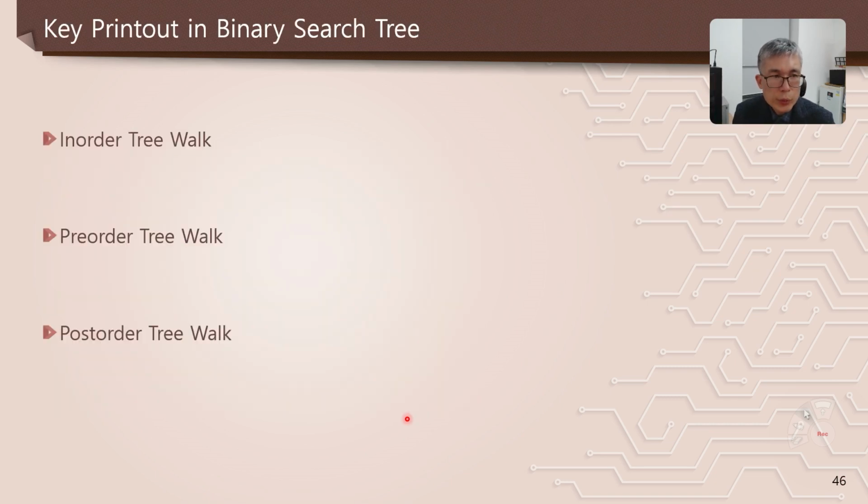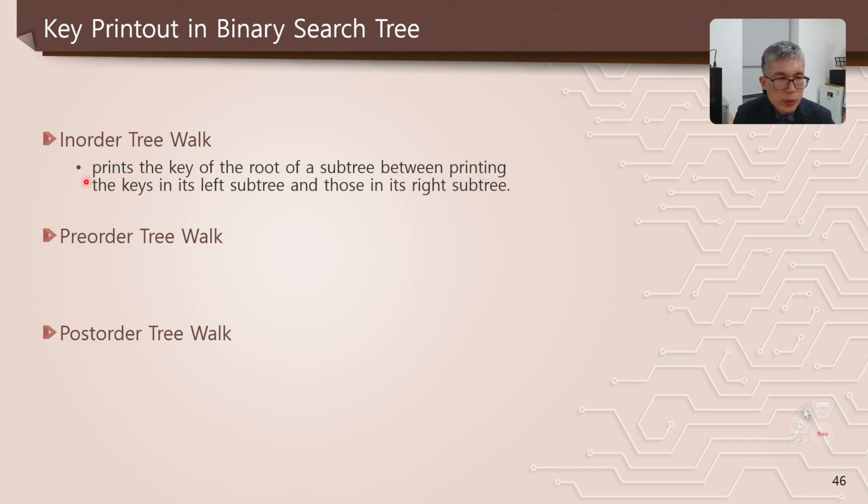So we have three kinds of tree walk: in-order, pre-order, and post-order tree walk. In the in-order tree walk case, print the key of the root of the subtree between printing the keys in its left subtree and those in its right subtree. So the left subtree key values are printed out, and then this root node's key is printed out, and then the right subtree key values are printed out.